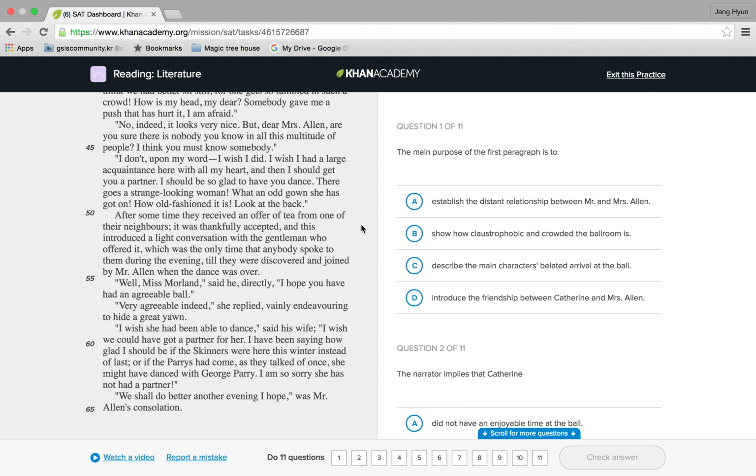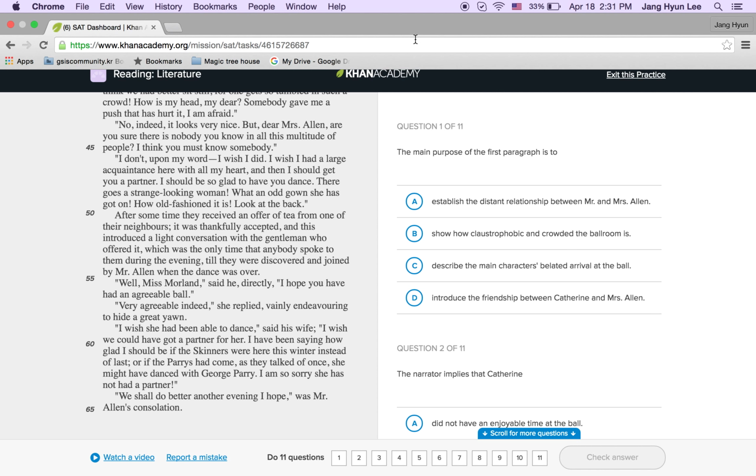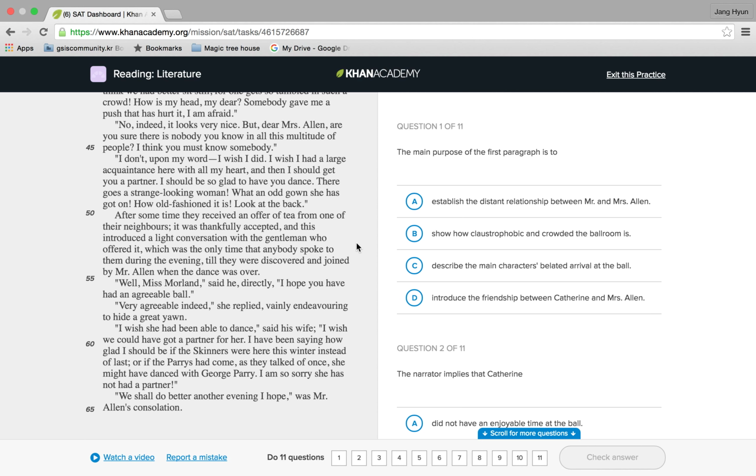Wow, I am so sorry she has not had a partner. We shall do better another evening, I hope, was Mr. Allen's consolation. So he's quite a nice man, Mr.